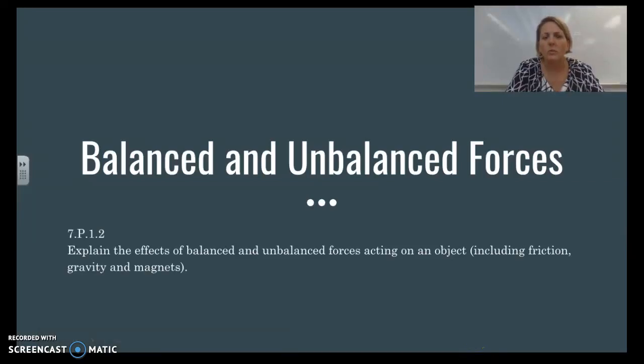So today we're going to take notes on balanced and unbalanced forces. This is objective 7.P.1.2. We have talked about this objective before. It covers Newton's laws, but we only looked at this objective from Newton's laws standpoint. What are the three laws, and could we identify those three laws present when we did cartoons and things like that? Now we're going to focus on what balanced and unbalanced forces are.